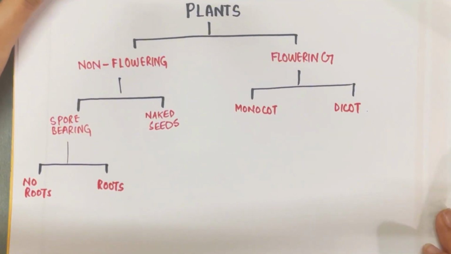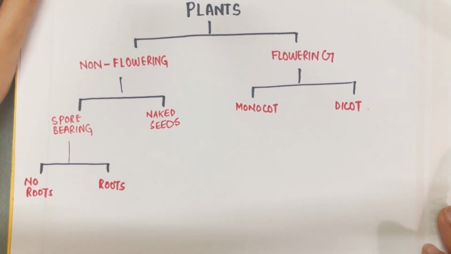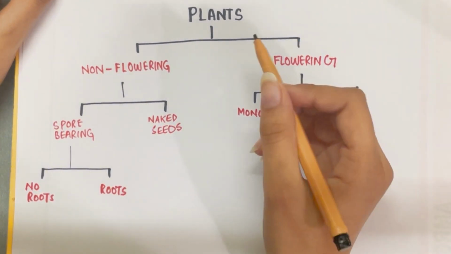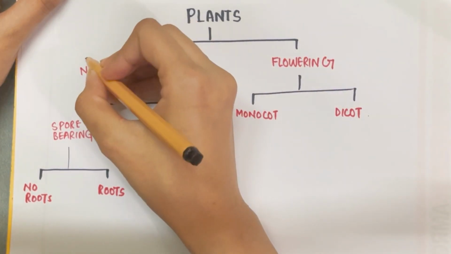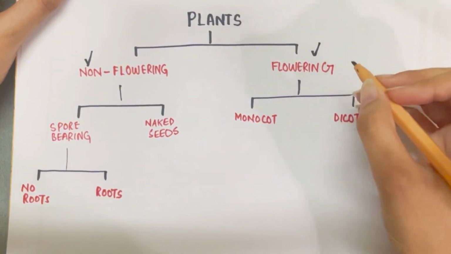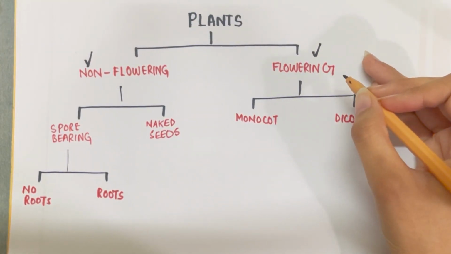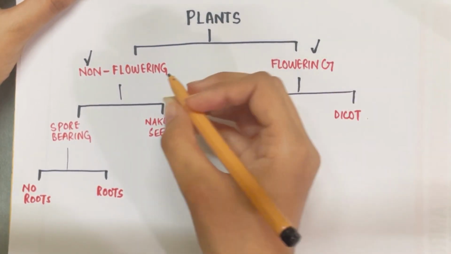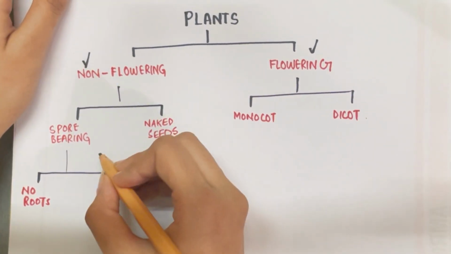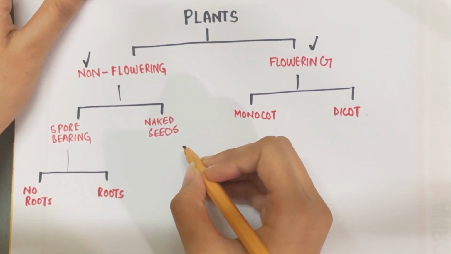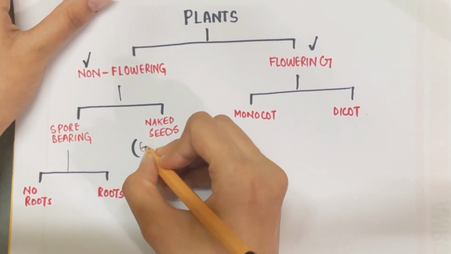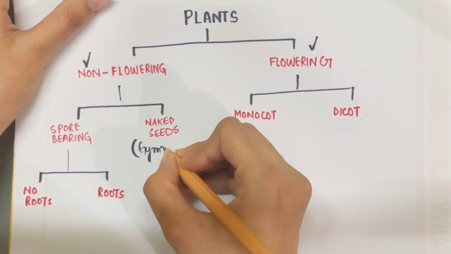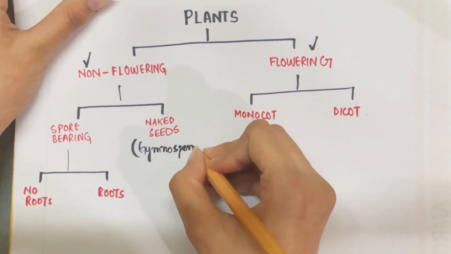The next thing to be discussed in 2.2 was the classification of plants. Well, the plants are classified into two, either non-flowering or flowering plants. The non-flowering plants are known as the angiosperms, while the flowering plants are known as the gymnosperms. So non-flowering plants are divided into spore-bearing or naked seeds. When it comes to a naked seed, they are termed as the gymnosperms.